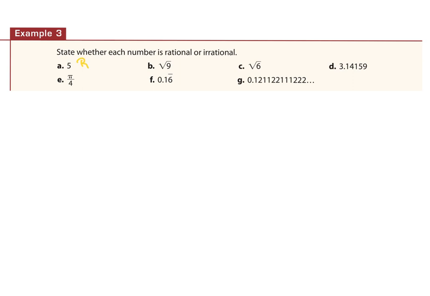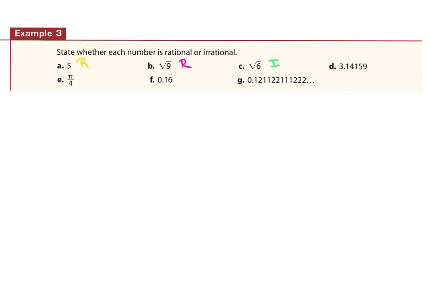What about square root of 9? Rational. It has a perfect root, doesn't it? What is the square root of 9? 3. So I could rewrite this as just the number 3, and that is a rational number. What about square root of 6? Irrational. That is irrational, right? Because I do not have a perfect root there.